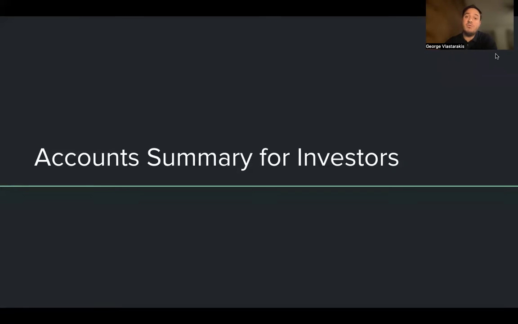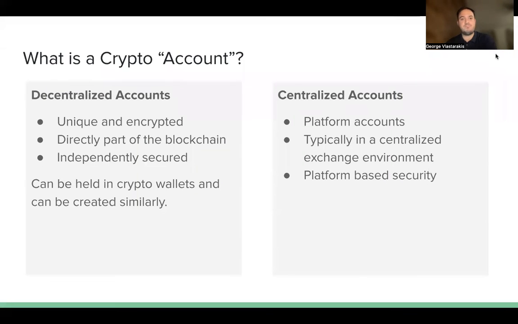And the way that we can control and access all these different assets on different platforms is through our accounts. And our crypto accounts have some peculiarities that we would like to analyze. So what is a crypto account here? We will make a distinction between two types of accounts. We will distinguish between decentralized accounts, which are similar to what we introduced earlier on in the presentation as we were talking about accounts, and centralized accounts.